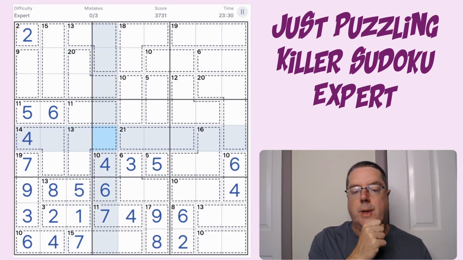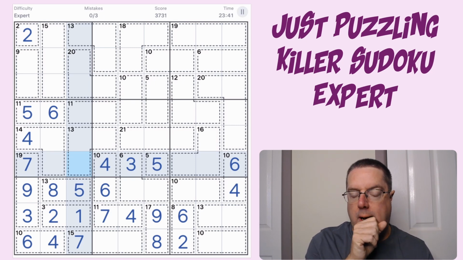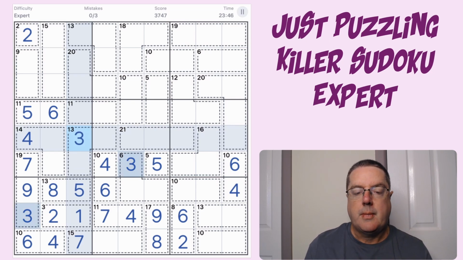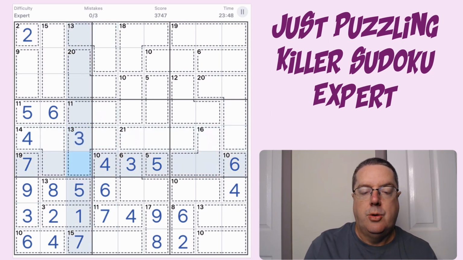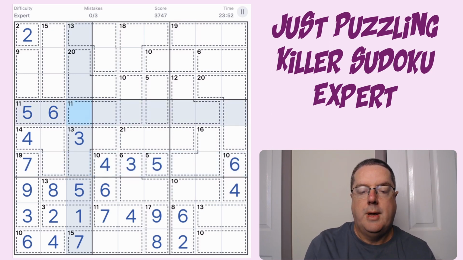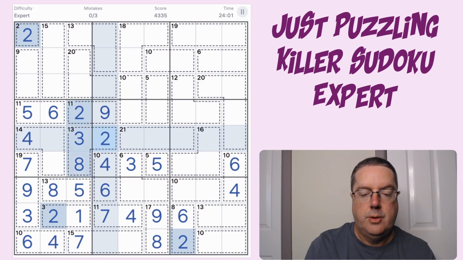So that can't be a 3. So 3 and 2. 2 and... So 3 has to be in there. So that's a 3. Now these two are going to be 8 and 2. So if that's 8, that's a 3. So that's going to be a 2. That's a 9. This is an 8. This is a 2.